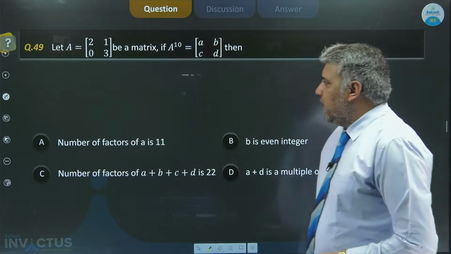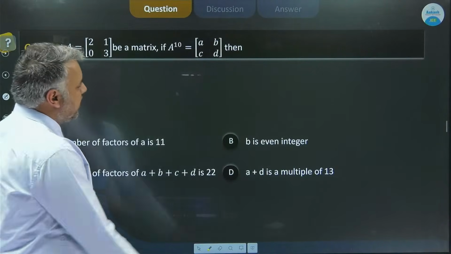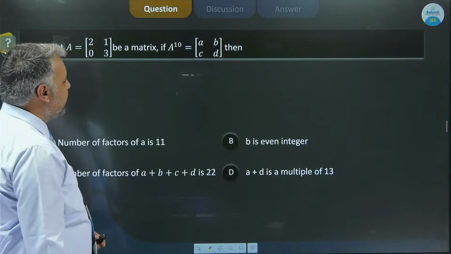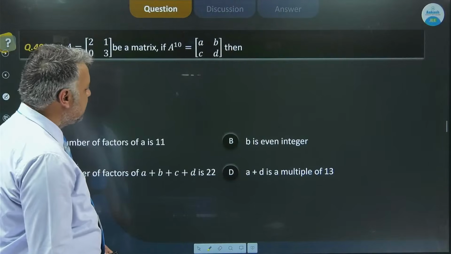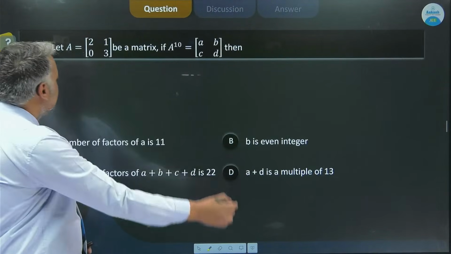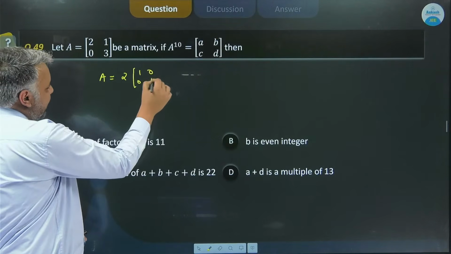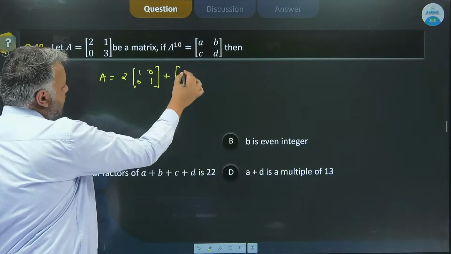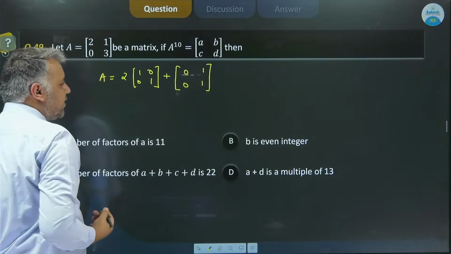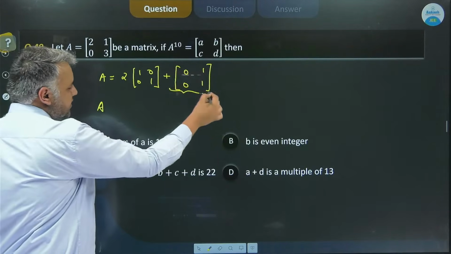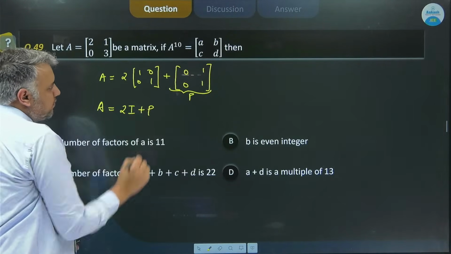Okay, there is a matrix A = [2 1; 0 3]. Then we have to comment on A power 10. If we calculate A power 10, then by comparing we can get a, b, c, d, and the options are based on the addition of a, b, c, d or directly on a and b. So we can write A is equal to 2 times the identity matrix plus this matrix, which is P. So A is 2I plus P.